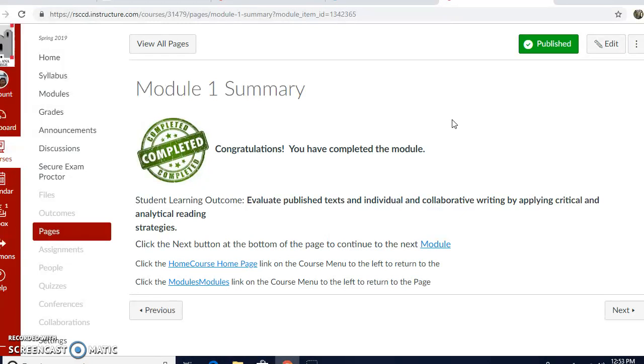In addition to that, you will be doing your own research, looking at the readings for that, and integrating that into your paper effectively. And that's it for module 1.